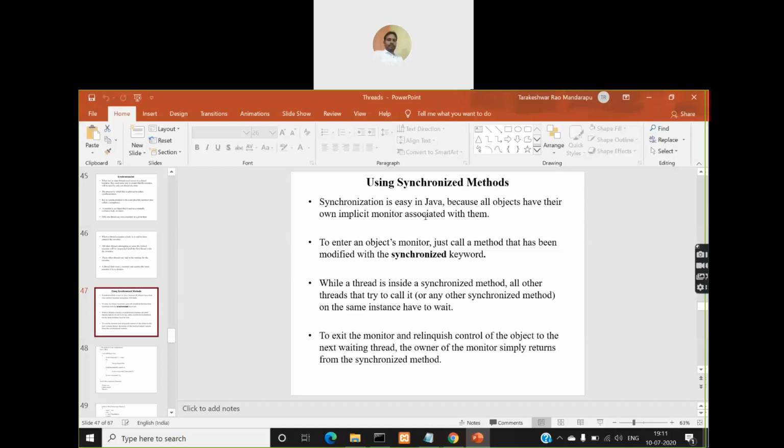Synchronization is easy in Java because all objects have their own implicit monitor associated with them. To enter an object's monitor, just call a method. So here object is nothing but, in our class, an instance of a class, right? So object will play a major role here. Objects will be representing the threads in a program. So instead of simply calling them threads, we'll use the representation object here. So to enter an object's monitor, just call a method that has been modified with the synchronized keyword.